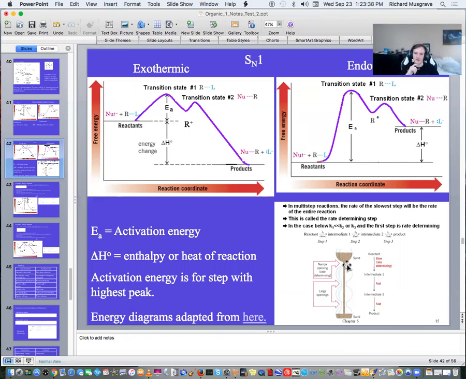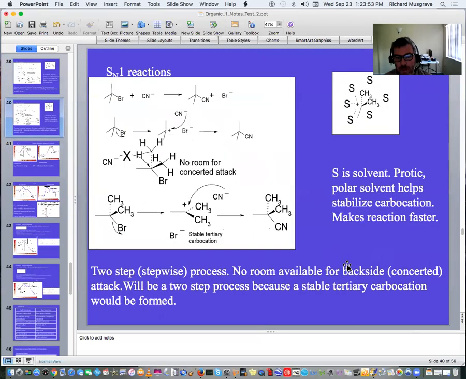I have a question, Professor. Yeah. So is the rate determining step always the first step, or is it always the one with the highest activation energy? It's always the one with the highest activation energy, but for our purposes, it will always be the first step. Okay. And the reason for that, again, goes back to the mechanism here.